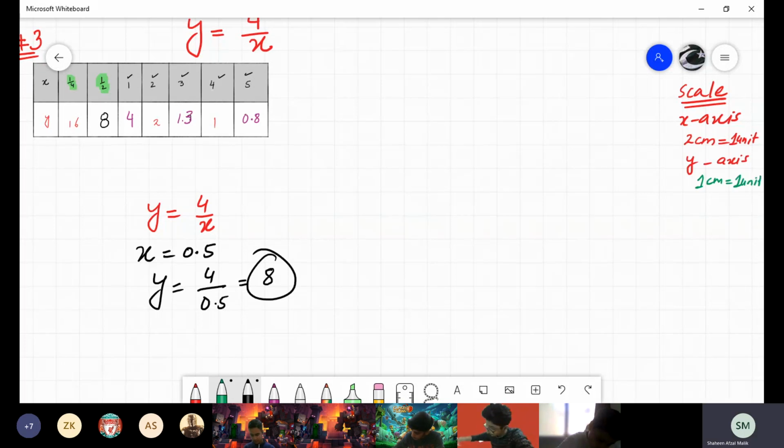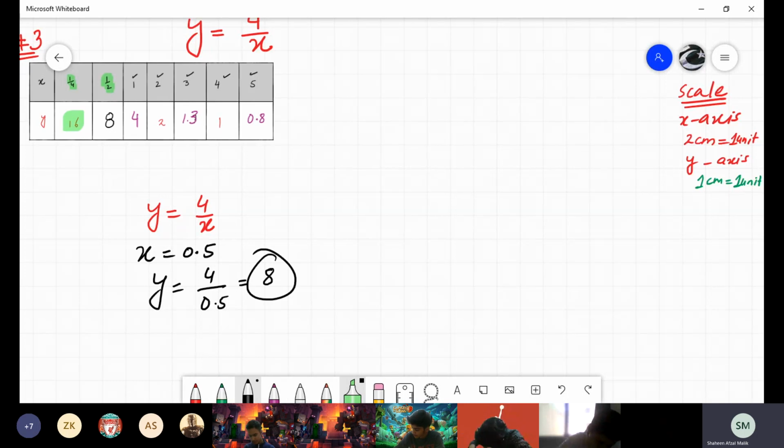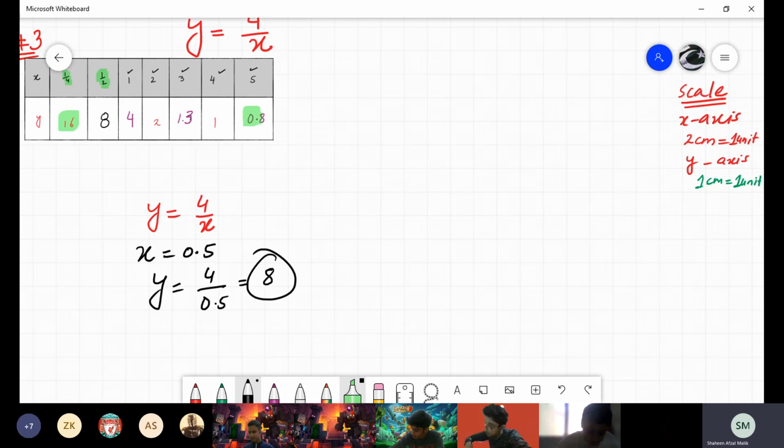And please check the maximum value of y. That is 16. So it means our axis should go above 16, and the minimum value is 0.8. So there is no negative value. It means there is no need to draw to the negative side of y, okay boys?